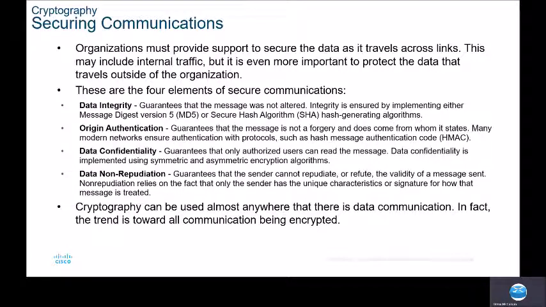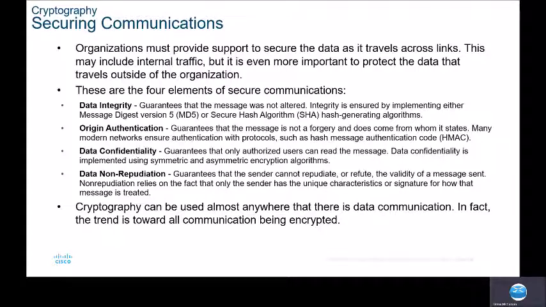Data confidentiality, of course, is your encryption of your data as it goes across the network, and so you've got symmetric and/or asymmetric encryption methods. Data non-repudiation guarantees that the sender cannot repudiate or refute the validity of a message sent, and so it relies on the fact that only the sender has a unique characteristic or signature for how that message is treated.